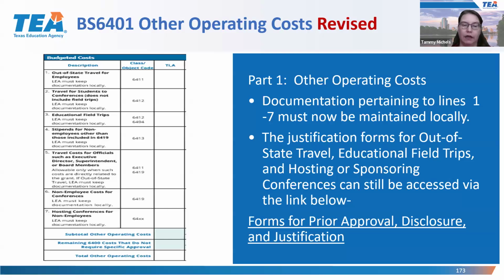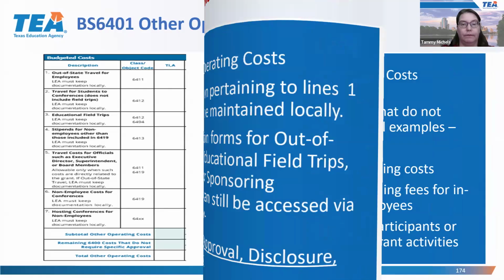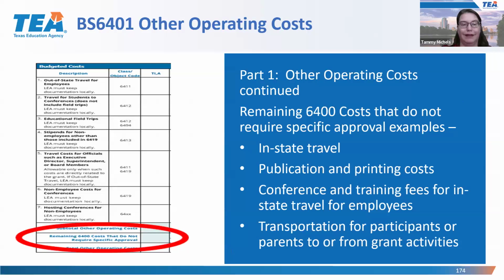Now we're going to move into the next slide to discuss 6400 costs that do not require specific approval. And as you can see, I have it circled here to point it out. We want to keep in mind, to identify if a cost does not require specific approval, we're going to reference the budgeting cost guidance handbook. Pages 13 and 14 are extremely handy in identifying if it does or does not require specific approval.